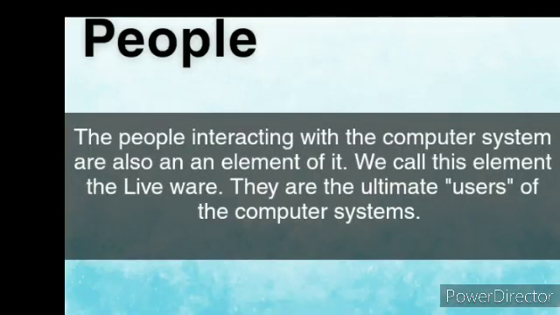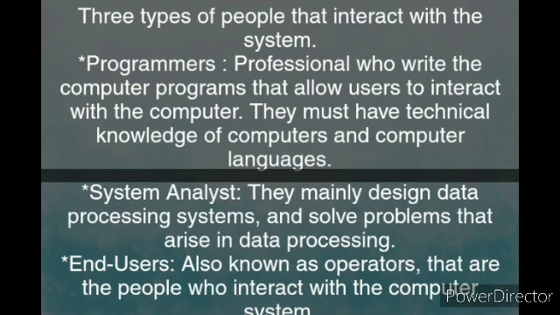And the third element is the people. The people interacting with the computer system are also an element of it. We call this element the liveware. They are the ultimate users of the computer systems. There are 3 types of people that interact with the system, namely programmers, professionals who write the computer programs that allow users to interact with the computer.